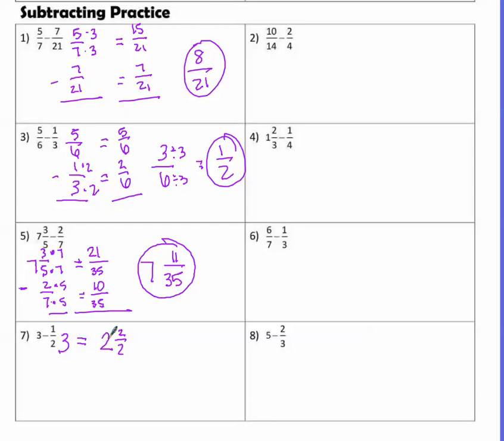Okay, so you subtract 2 and 2 over 2 minus 1/2. You now have common denominators, so you can say 2 minus 0 is 2. 2 minus 1 is 1. Keep your denominator of 2.